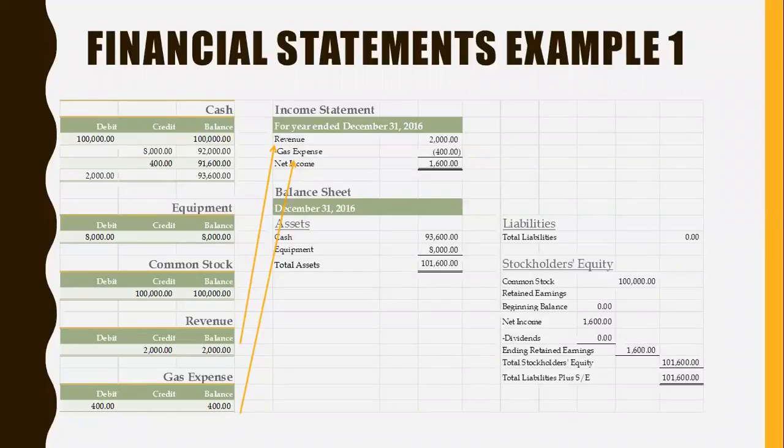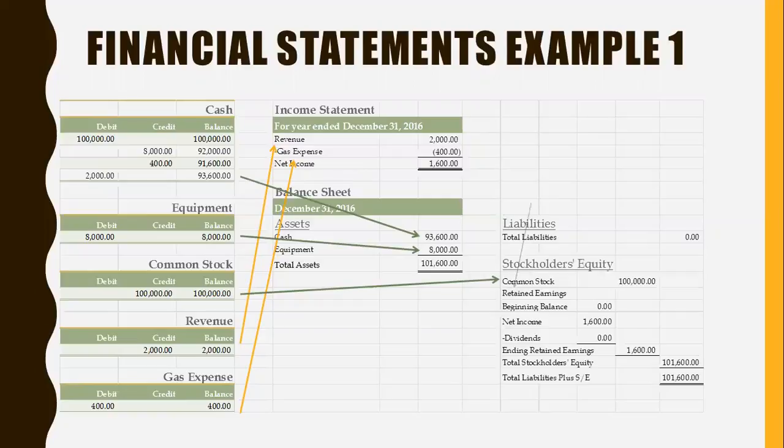I then move to my balance sheet. Cash is $93,600. Equipment is $8,000, so my total assets are $101,600. I don't have any liabilities in this case, so I've got a spot for it, but I don't have it. Common stock then is $100,000, so that goes in there under stockholders' equity.